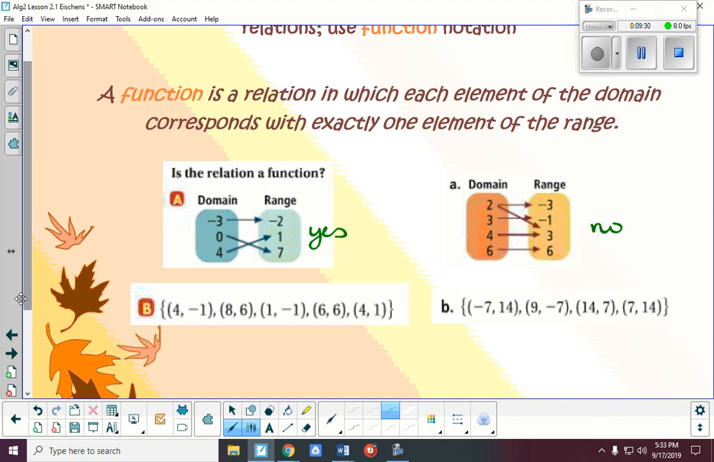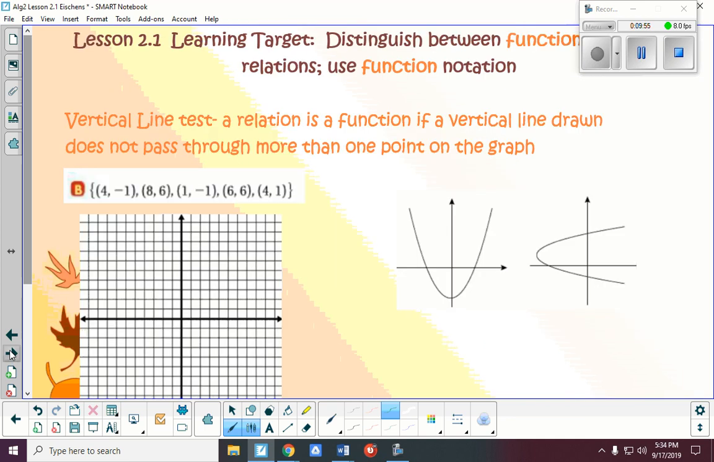In the next example, if we look at the inputs, we see 4 repeated here in the x's, and it's giving you two different outputs, and it can only have one, so you would say no, this is not a function. In the next example, look at your domain. All of those numbers are different, and so we would say yes. They each go to one output.